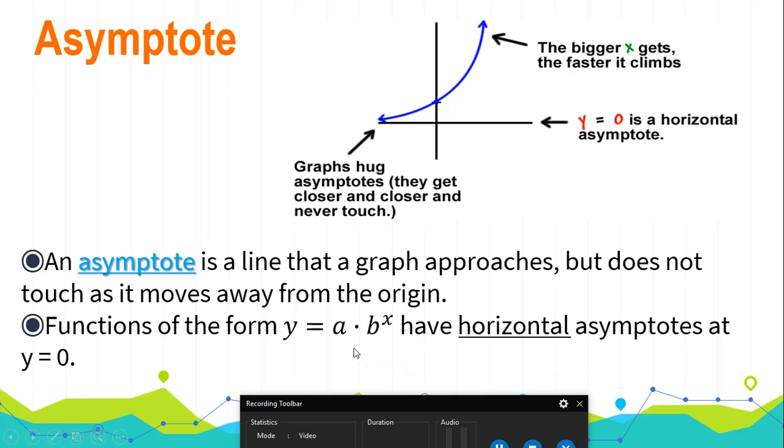If you have a basic exponential function in this format, it's going to have a horizontal asymptote. In this particular case, the asymptote is at y equals 0. But as we modify the function, the asymptote will move its place away from y equals 0, but it will remain horizontal.